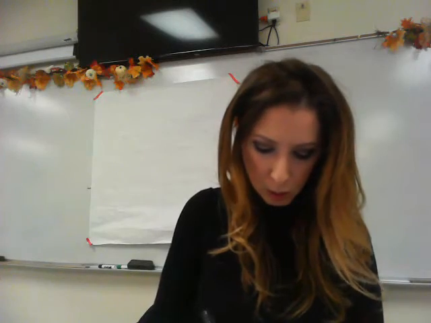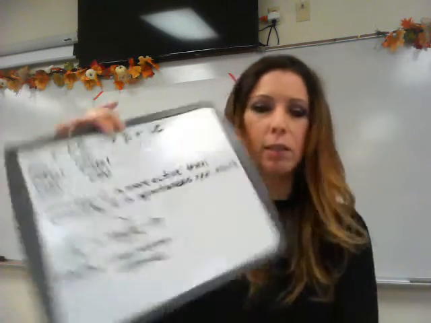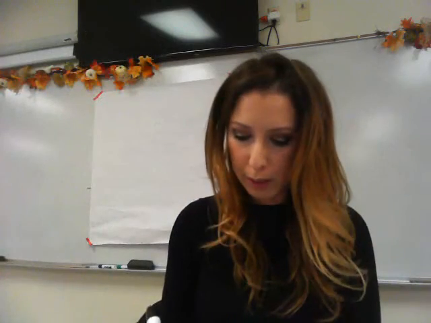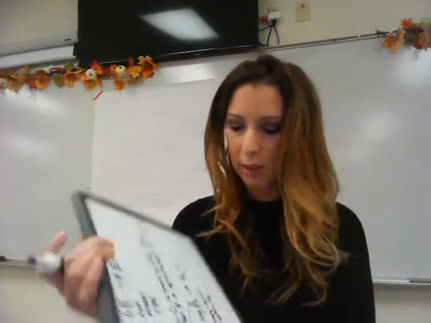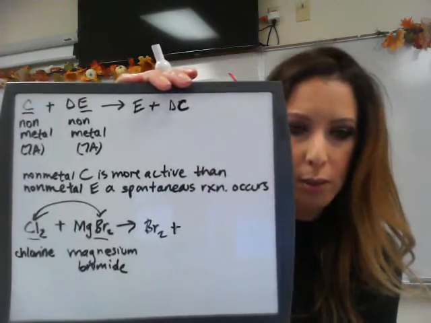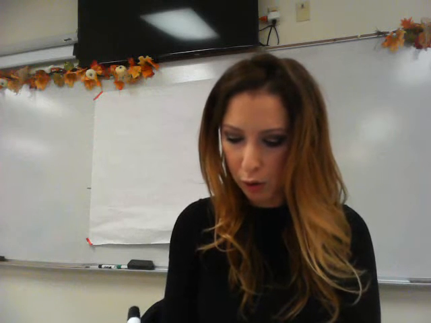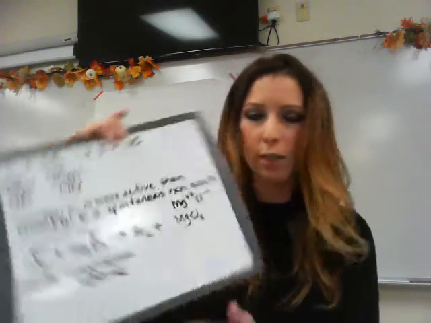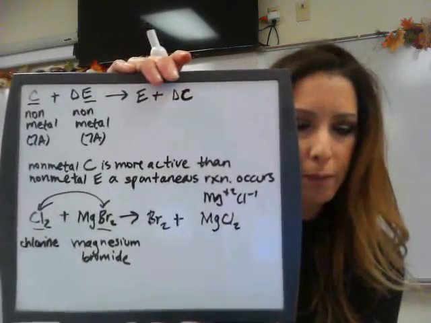So when they trade places, I'm going to kick out bromine by itself. Bromine is highlighted on the periodic table. It is a diatomic element, so we have to write Br2. And then magnesium is going to combine with chlorine. Magnesium has a +2 charge. Chlorine has a -1 charge. I'll write that in here for you so you can see what I'm crossing. And you're going to get this.